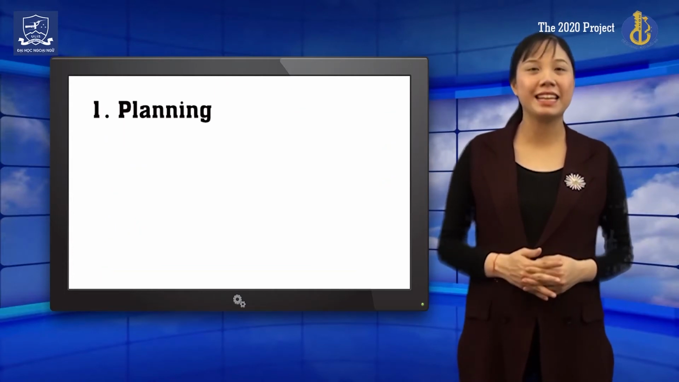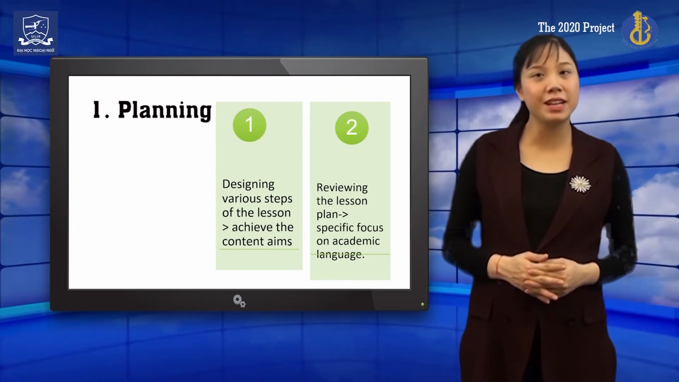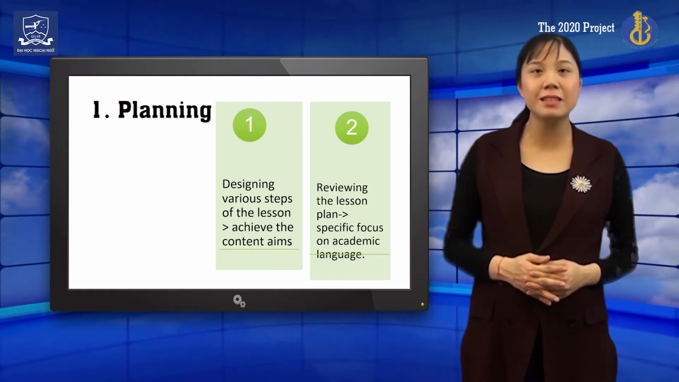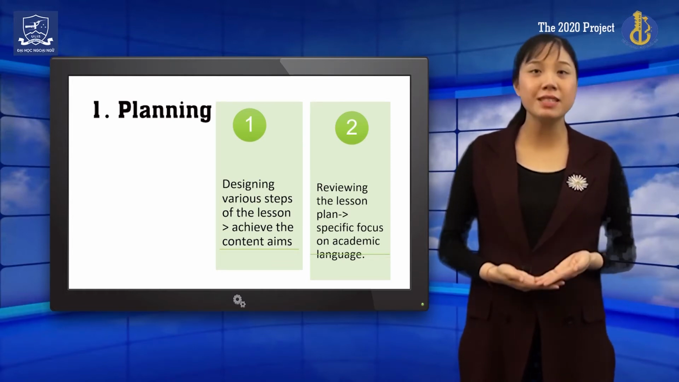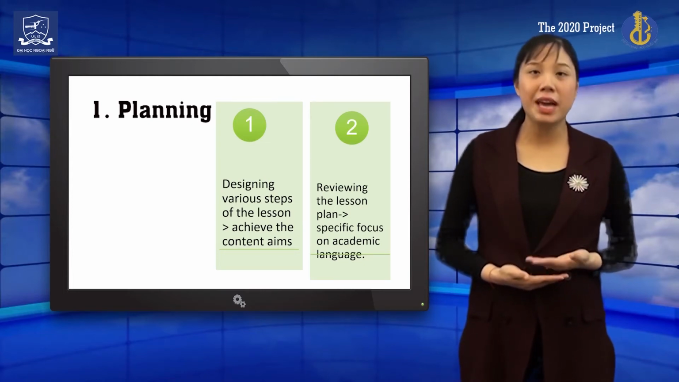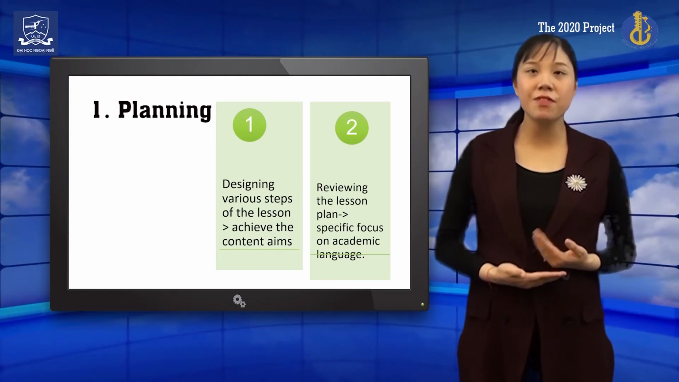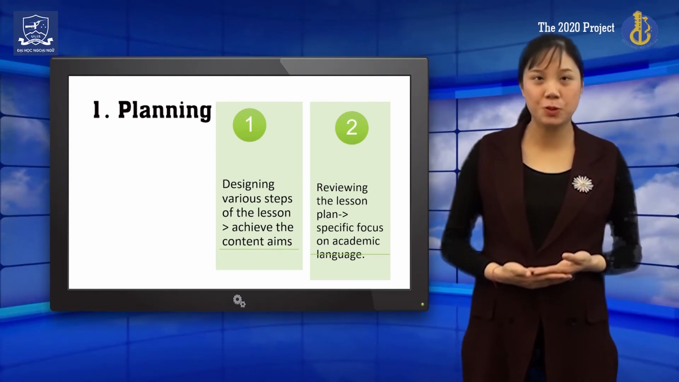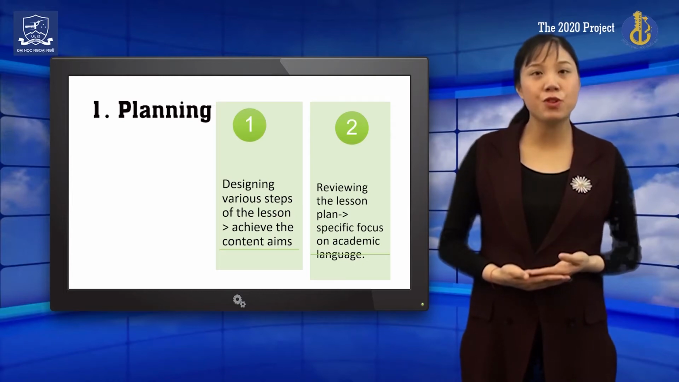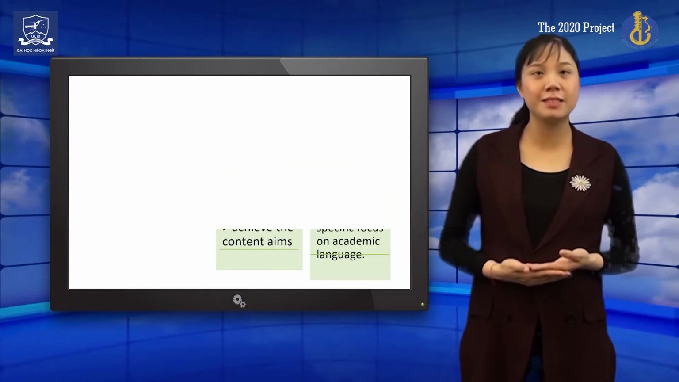1. Planning. Once you have a clear understanding of your learners' language profile, this will help you to build language support into your lesson planning. For many teachers, it means designing the various steps of the lesson in a way that will achieve the lesson content aims, and then reviewing the lesson plan with a specific focus on academic language. Learning objectives for content and language should be clearly set out alongside each other.